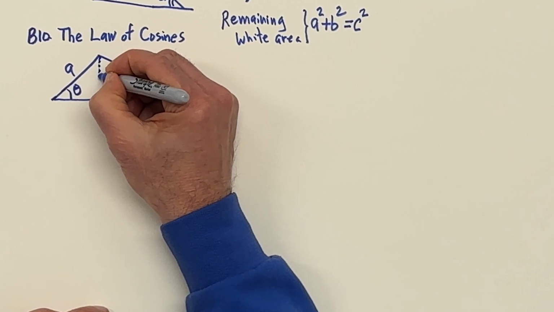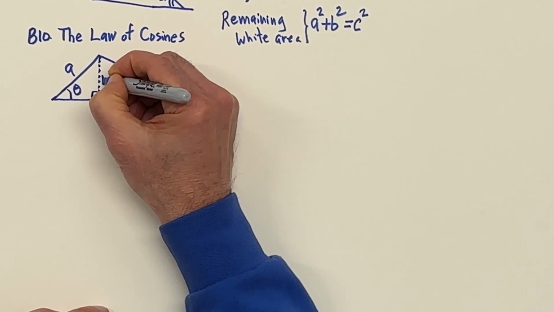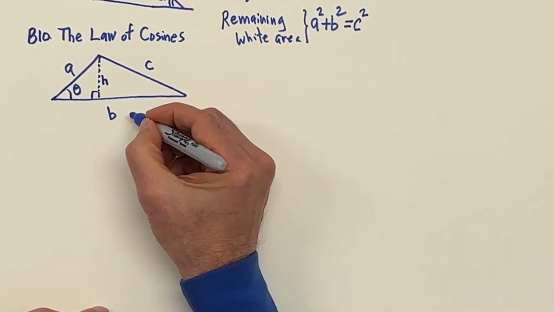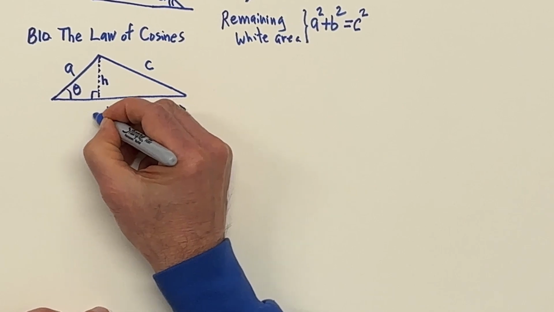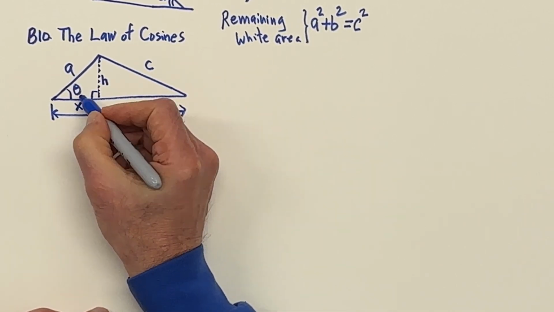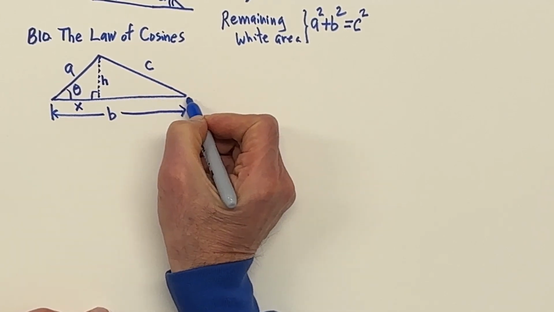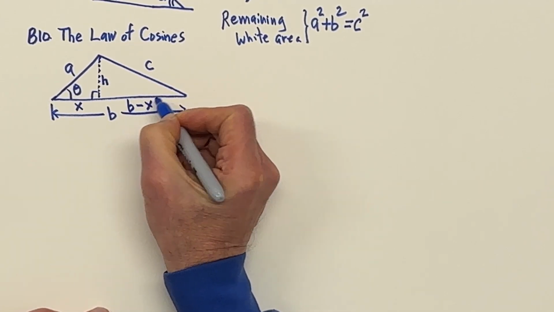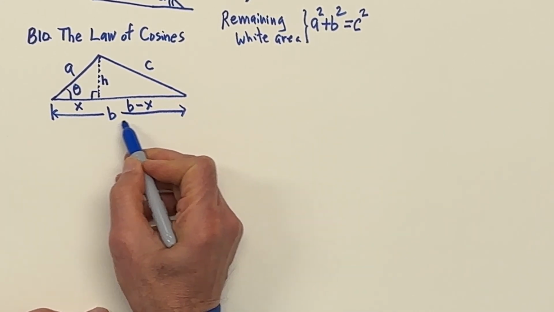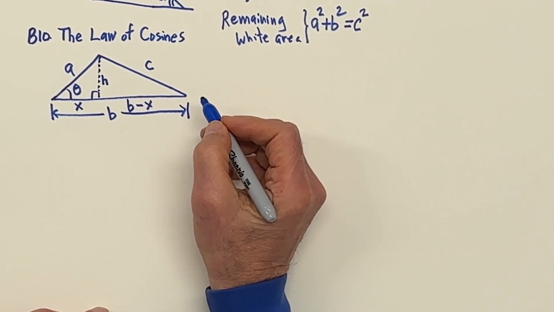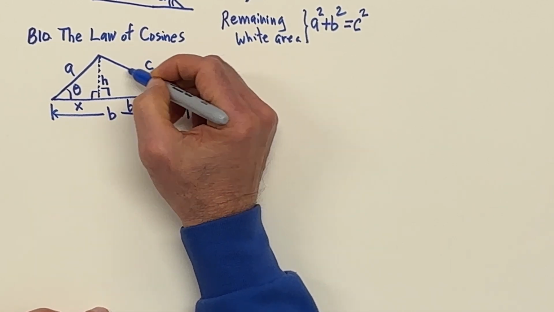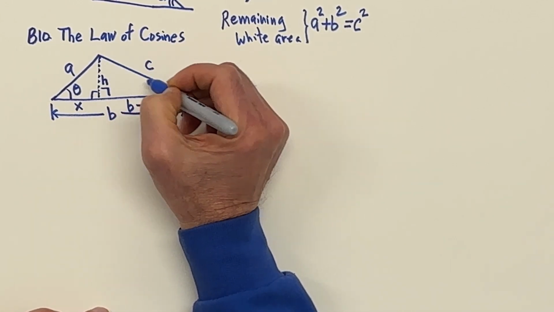The trick here is to drop down a perpendicular like this and then call that height h. And then here, if we make this b all the way over like this, then we could divide this up into two sections where x is this small section and the remaining section is b minus x. If you add x and b minus x, you'll get b, the total section here. So we can say right off that since this is a right angle, this is a right triangle.